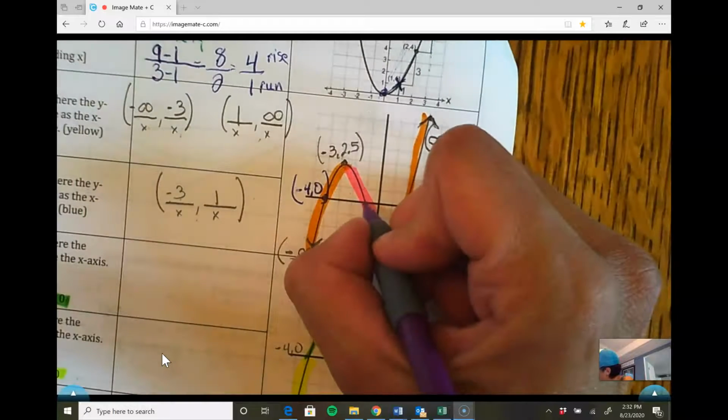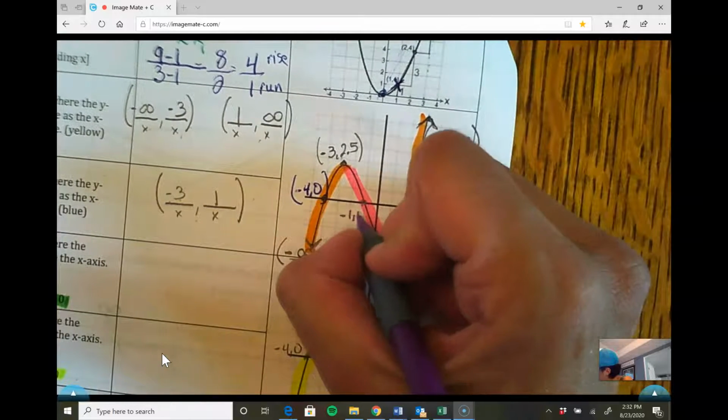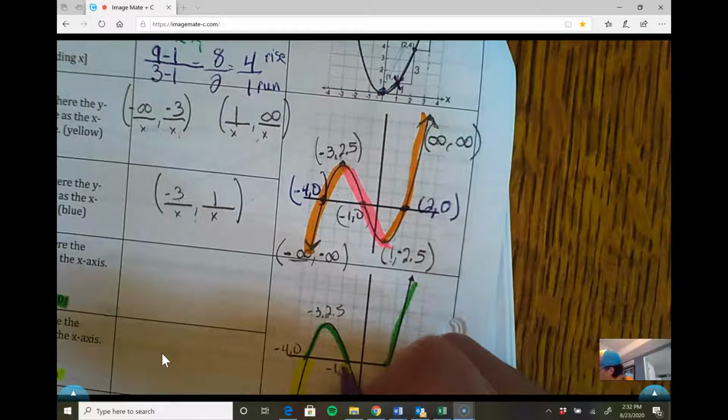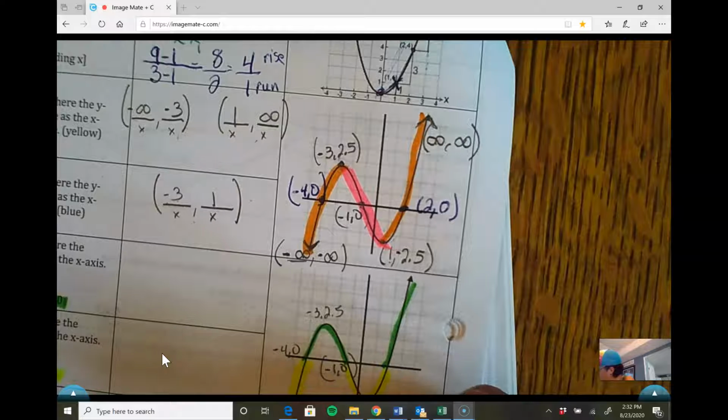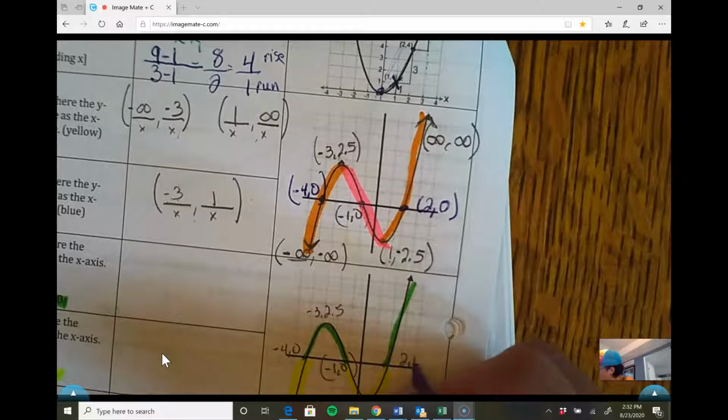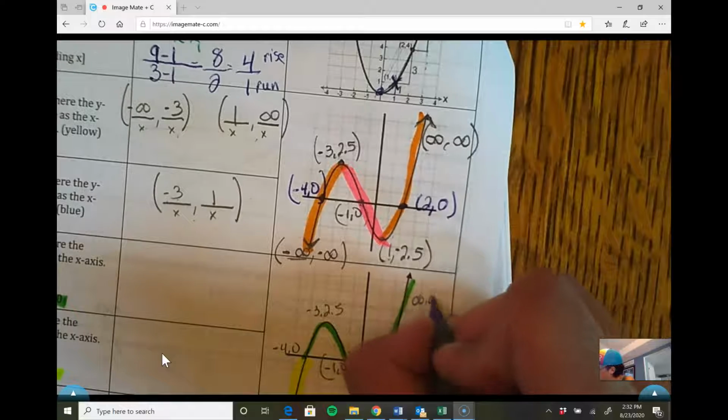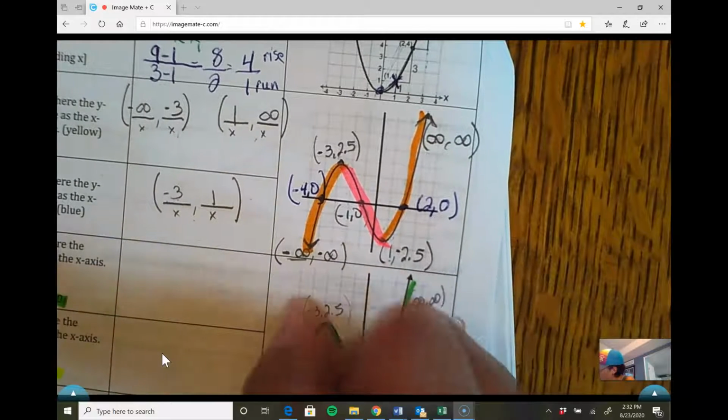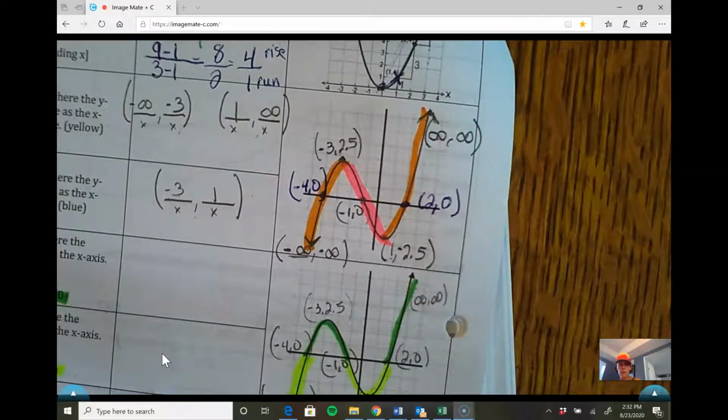Oh, you know what? I missed this one here. So negative 1, 0. We said about 1, negative 2.5. Here is 2, 0, and here is infinity. So remember, you can always pause this video to write these down.